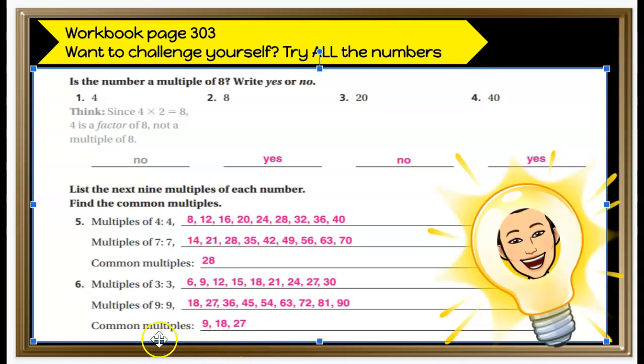We're going to look for the common multiples. Which numbers do they share in both of the lists? I can see 9 appears. I can also see 18. I can also see 27. Therefore, my common multiples are 9, 18, and 27.